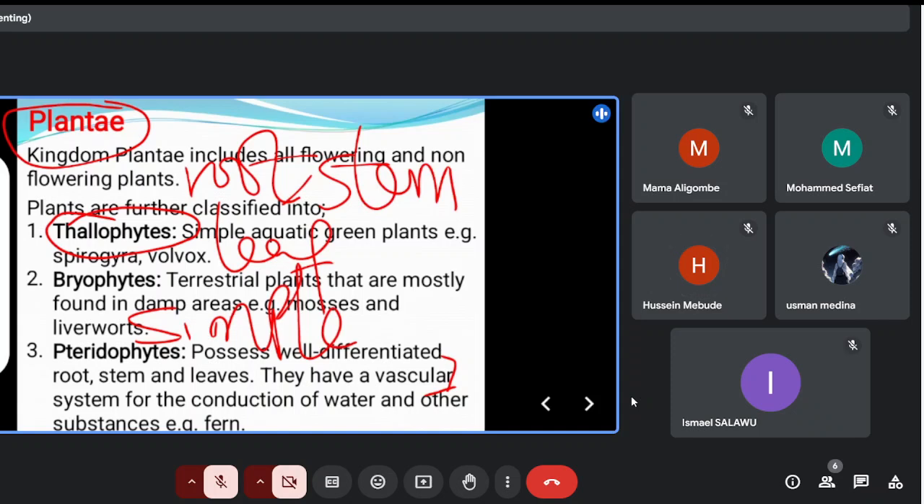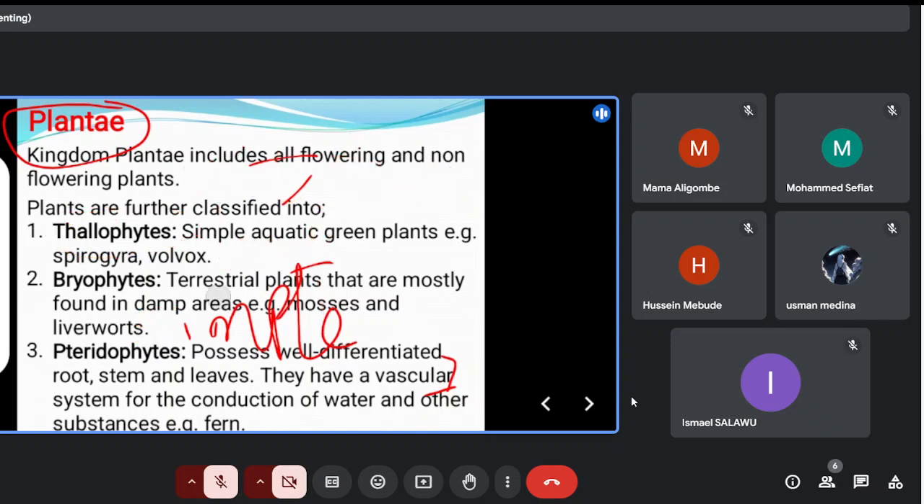So can we proceed? We've mentioned some features of thallophytes. They are simple aquatic plants. They exhibit sexual and asexual reproduction. They do not have root, stem, and leaf. They are autotrophs and the likes. And we've identified a few examples under them. Now let us look at the next division under the kingdom Plantae. So the next division are what?